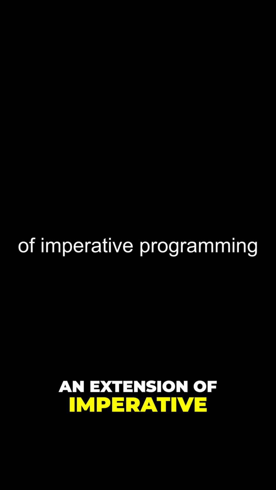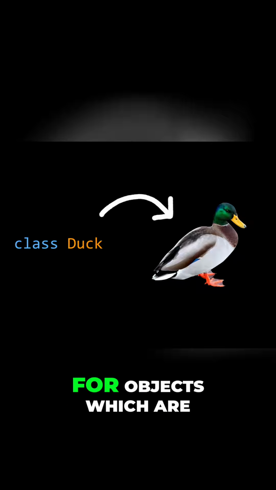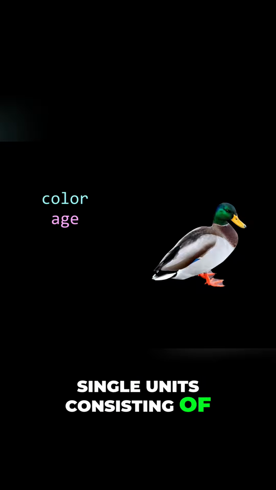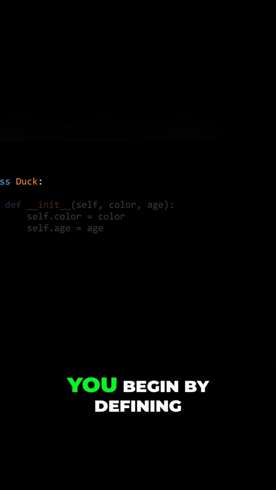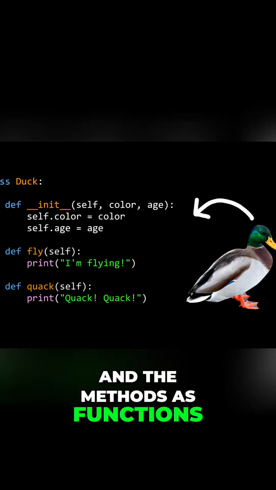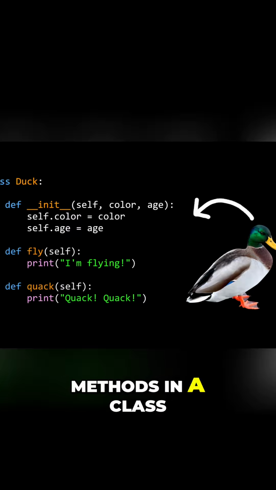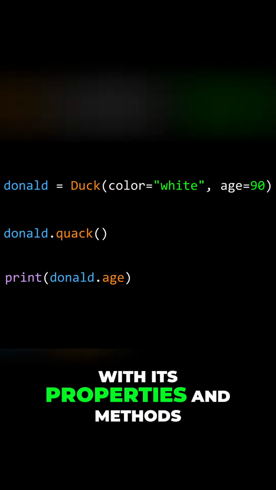An extension of imperative programming is object-oriented programming, where you can define classes as blueprints for objects, which are single units consisting of data in the form of properties and behaviors in the form of methods. To code a class, you begin by defining the properties as variables and the methods as functions. After encapsulating properties and methods in a class, you can instantiate an object and use the dot notation to work with its properties and methods.